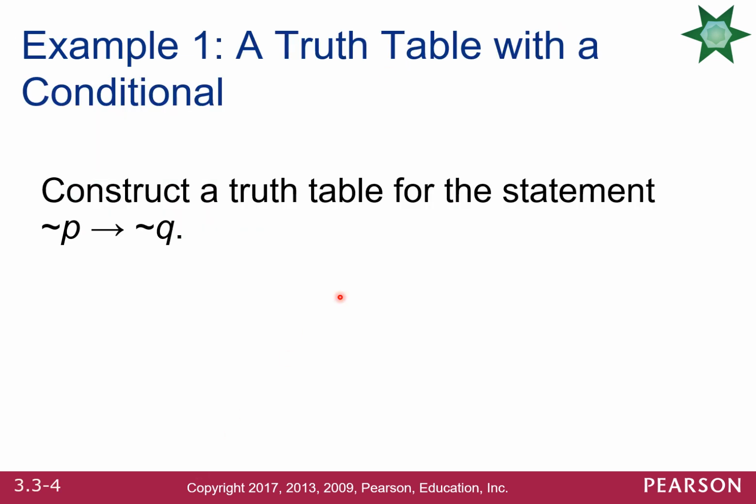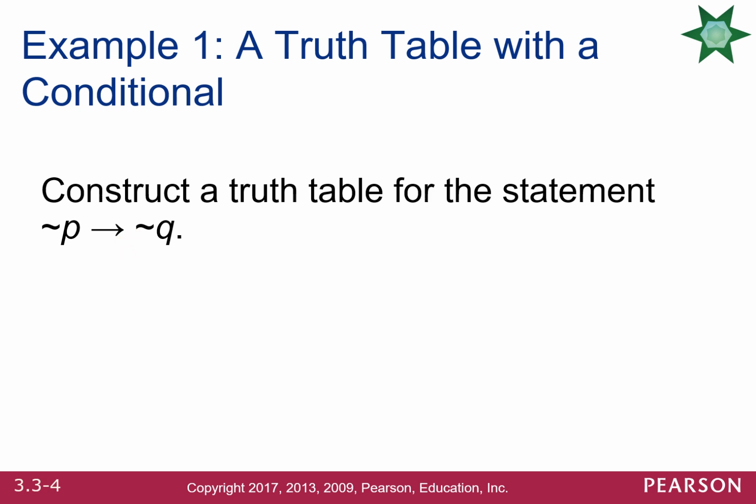We are now going to go through an example of creating a truth table for the conditional statement. The statement given to us is not P, and then we have a not Q as well, and between them we have the conditional symbol. So this reads as if not P, then not Q. The process is the same as we worked previously with conjunctions, disjunctions, or negations, but this time we have to use the truth values for the conditional.